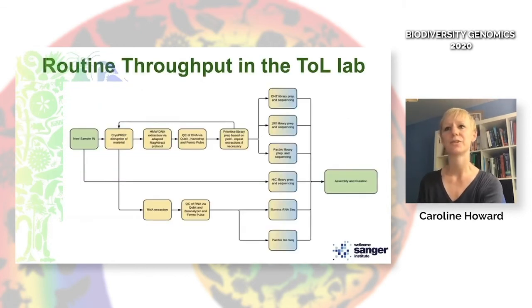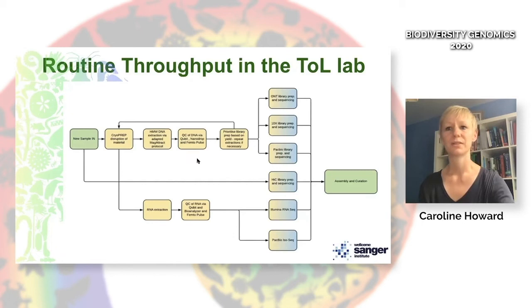So here is an overview of the routine throughput in our DToL lab, Tree of Life lab. The samples come into the laboratory from here. That's thanks to the work of our amazing samples management team and all of the collaborating institutes that are in many different countries. Once the samples arrive with us, they go through the cryoprep disruption process. We then have a standardized high molecular weight DNA extraction protocol that we use that's adapted from a MagAttract method.